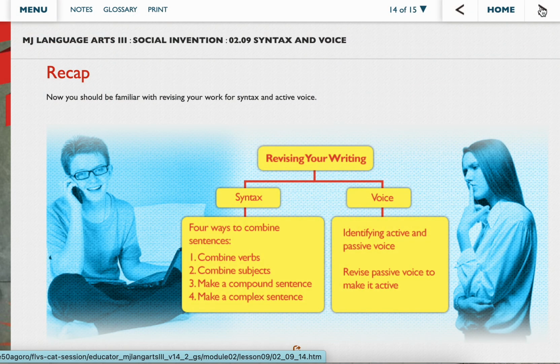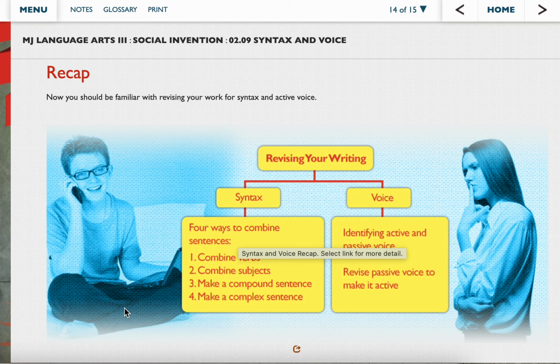To recap, you should be familiar with revising your work for syntax and active voice. Syntax. There are 4 ways to combine sentences. Number 1. Combine verbs. 2. Combine subjects. 3. Make a compound sentence. 4. Make a complex sentence. Voice. Identifying active and passive voice. Revise passive voice to make it active.